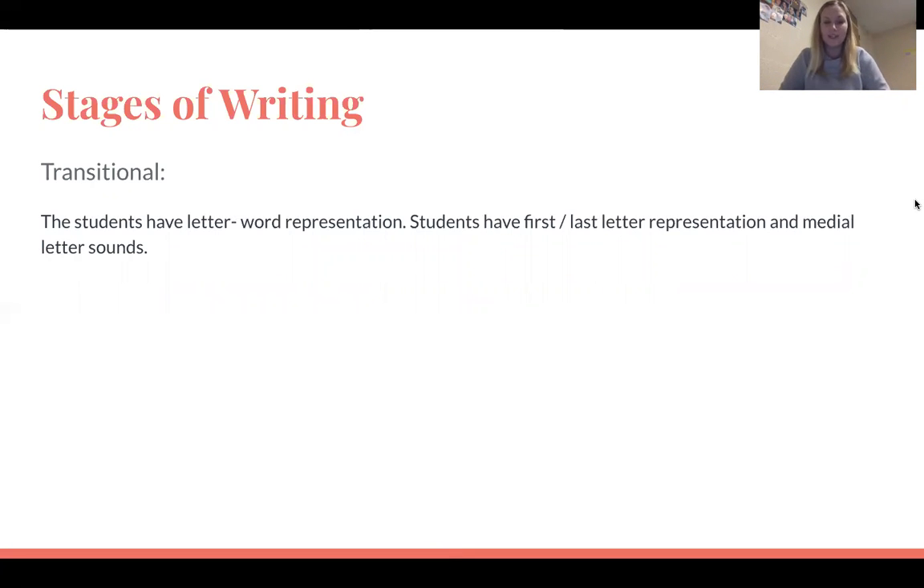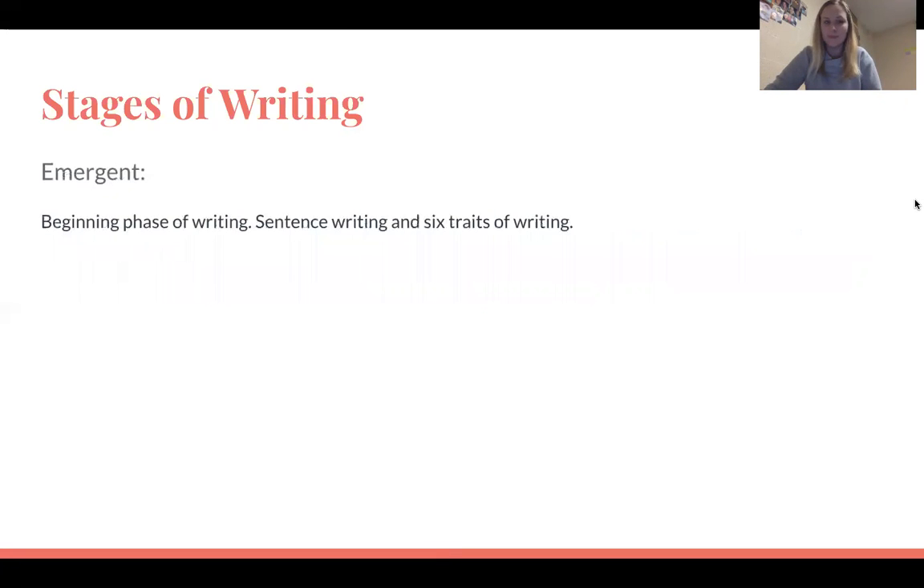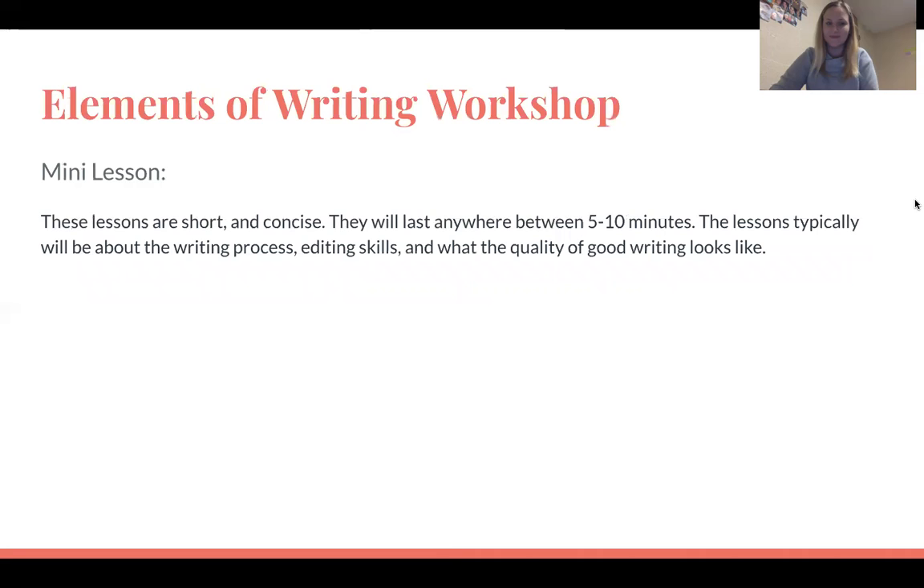And then there's transitional. The students have letter to word representation, and they frequently have the first and last letter represented and medial letter sounds. So they might not have everything in the middle, but they have the first and last letter for sure. And then emergent is the beginning phase of writing. Students are writing, and this also is sentence writing and the 6 traits of writing that we'll talk about later.